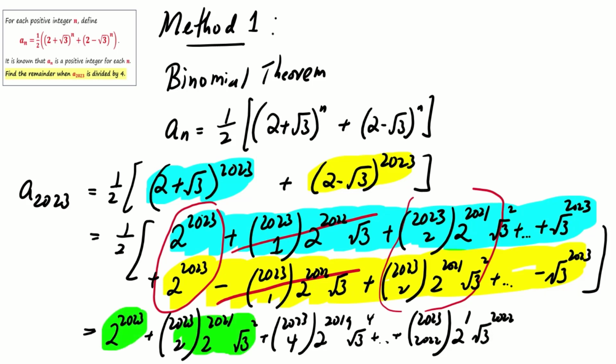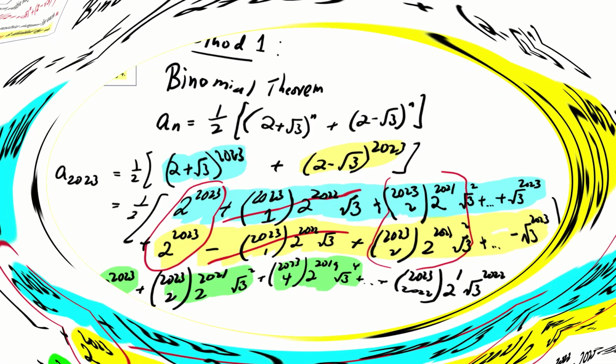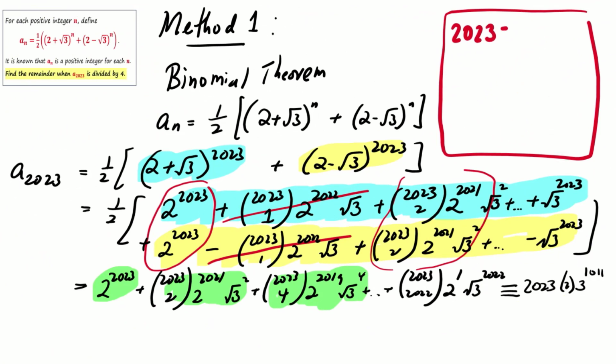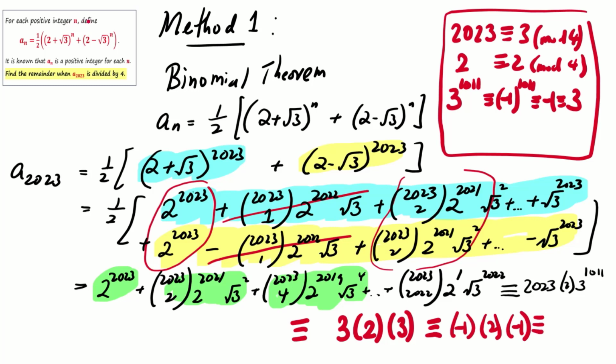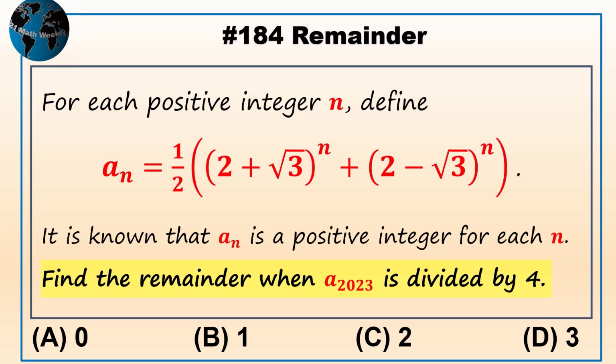Obviously, each of the terms here is a multiple of 4 except for the last term. So it means that this is actually congruent to the last term, and the last term equals 2023 times 2 times 3 to the power of 1011. And we note that 2023 is congruent to 3 mod 4 and 2 is congruent to 2 mod 4. 3 to the power of 1011 is congruent to (negative 1) to the power of 1011, which is congruent to negative 1, which is congruent to 3 mod 4. So this product will be congruent to 3 times 2 times 3 mod 4, which is congruent to negative 1 times 2 times negative 1. And eventually this is congruent to 2 mod 4. And therefore the answer is C.